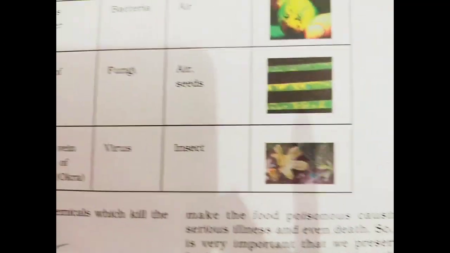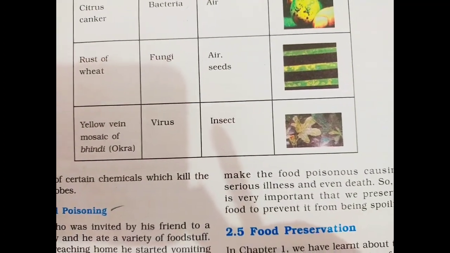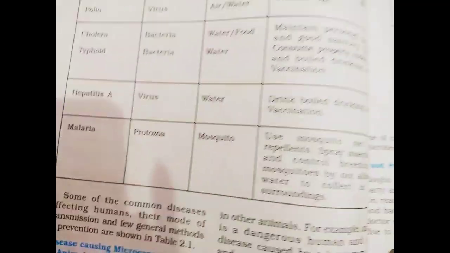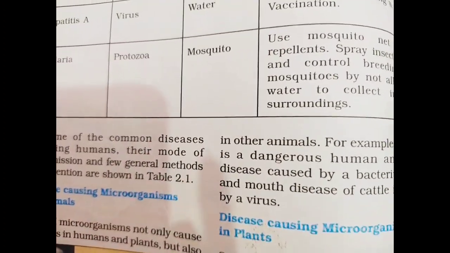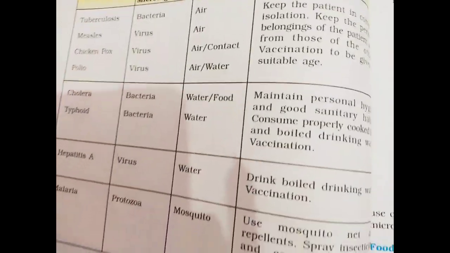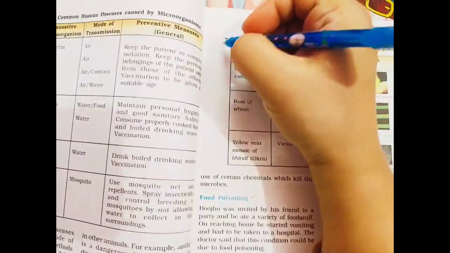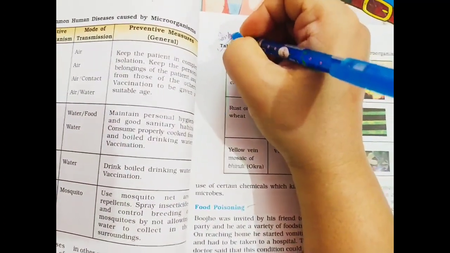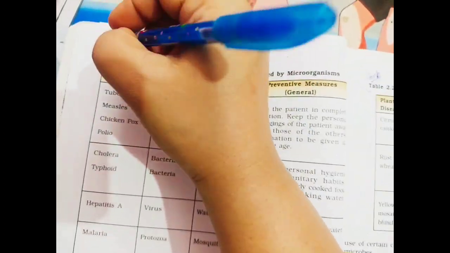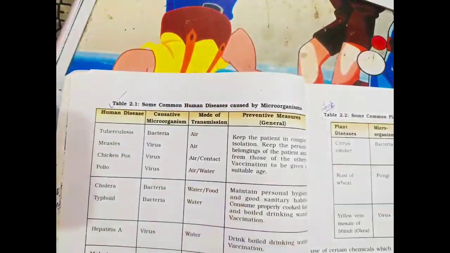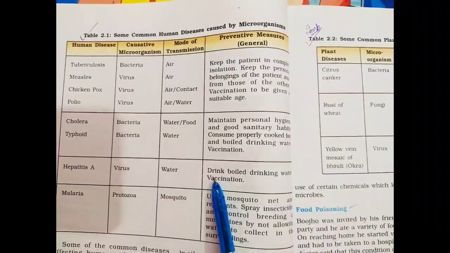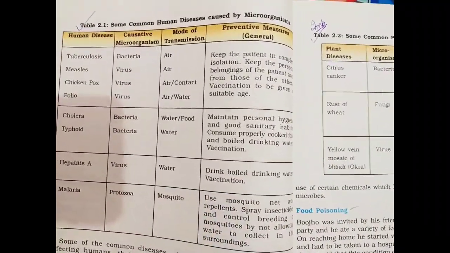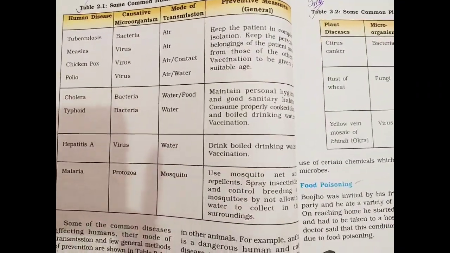Okay, so this is all for today, children. I hope you all have understood. If you have any query related to any point or any topic, please ask me. But remember, these two tables are very important. So make a tick mark and write down the important points. These two things are very important, so you have to learn them by heart. These are the important part of the question.